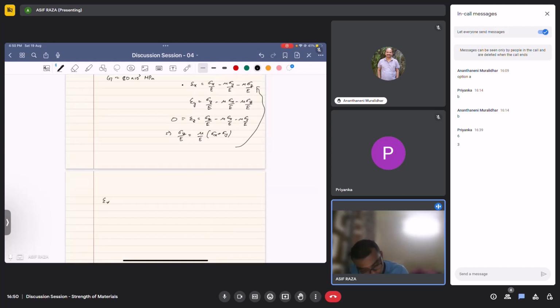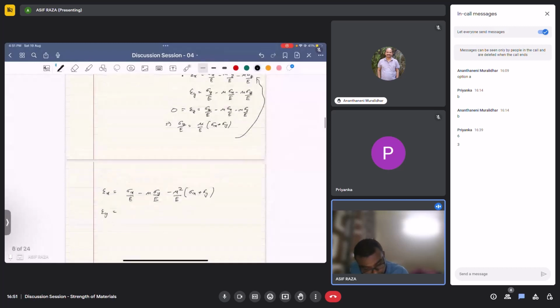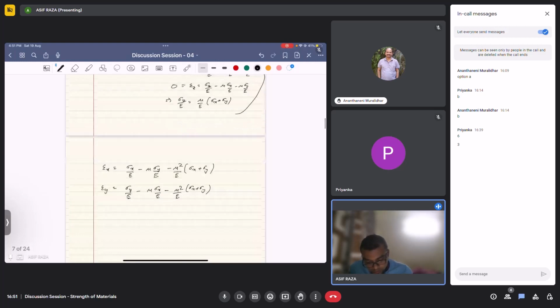So our epsilon x would be equal to sigma x by E minus mu sigma y by E, minus mu square by E times sigma x plus sigma y. Then epsilon y is sigma y by E minus mu sigma x by E minus mu square by E times sigma x plus sigma y. We need to find sigma x and sigma y, right? So let's solve this.